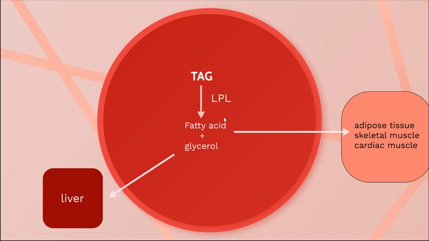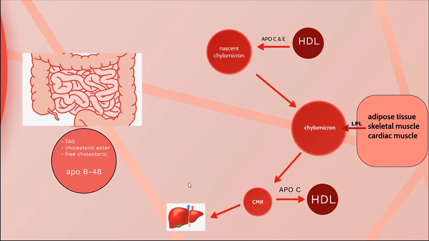The fatty acid enters into the cell where it is stored in the adipose tissue and used up as energy in skeletal muscle and cardiac muscle. On the other hand, the glycerol goes into the liver. As the major portion of chylomicron was triacylglycerol and it is degraded, the chylomicron reduces in size.